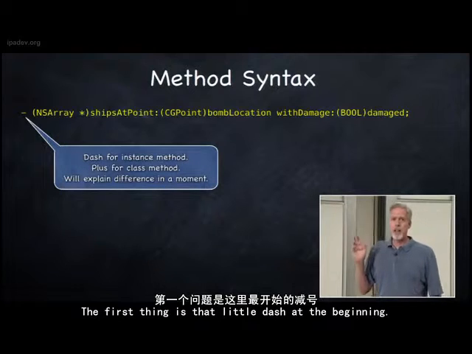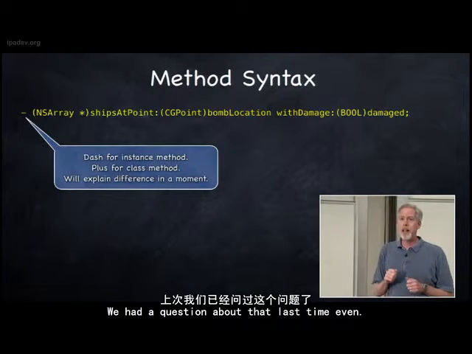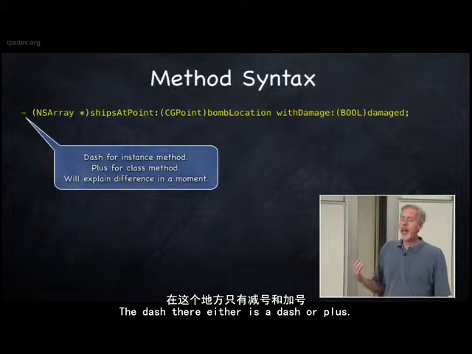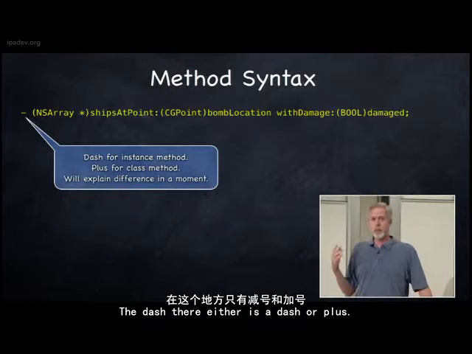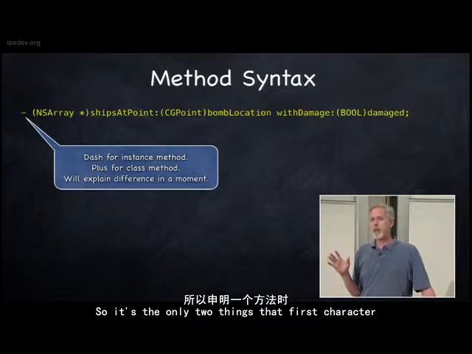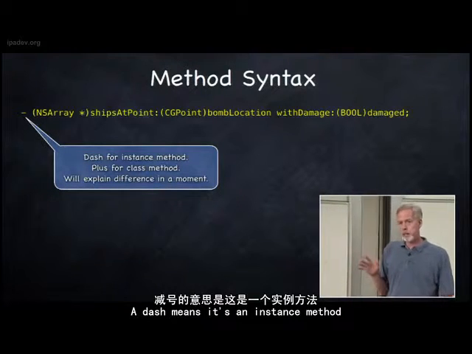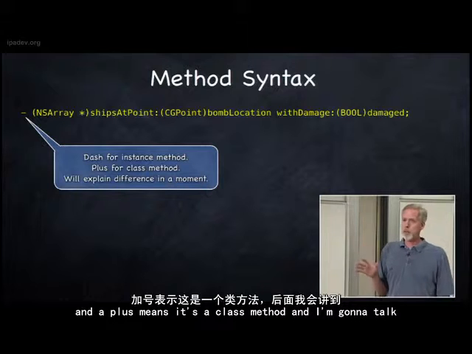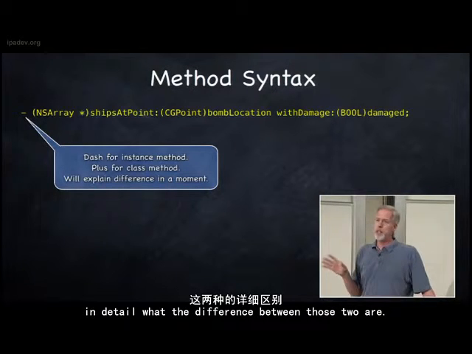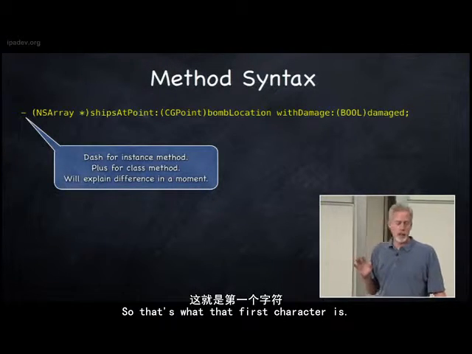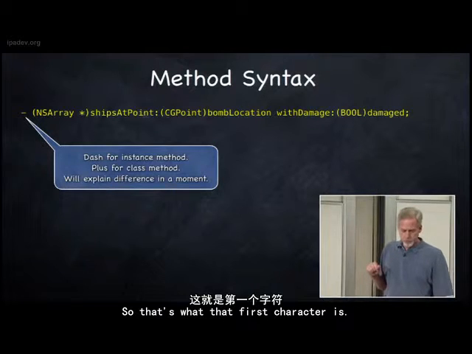The first thing is that little dash at the beginning, and we had a question about that last time even. The dash there either is a dash or a plus. Those are the only two things that first character of a method declaration can be. A dash means it's an instance method, and a plus means it's a class method, and I'm going to talk in detail about what the difference between those two are. So that's what that first character is.